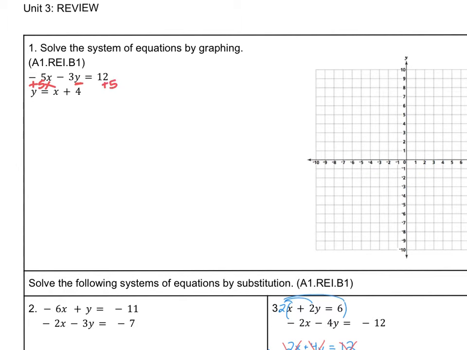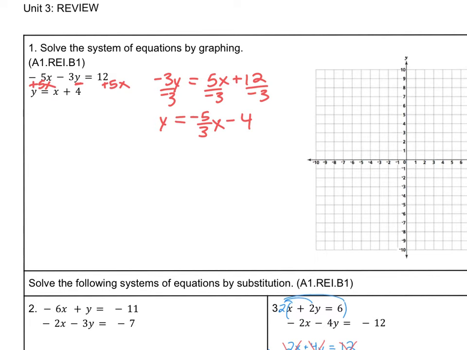Add 5x on both sides. So I end up with negative 3y equals 5x plus 12. Then I divide by negative 3, good. So I end up with y equals, I can just pull out that fraction, so it'd be 5 over negative 3, or negative 5/3 x, and then 12 divided by negative 3, negative 4. Okay, so now I have something I can graph.